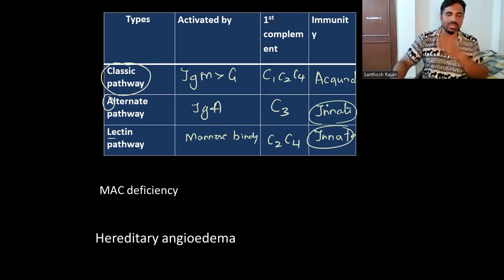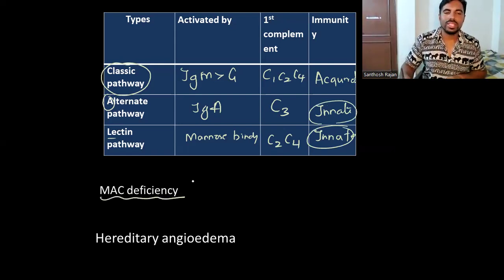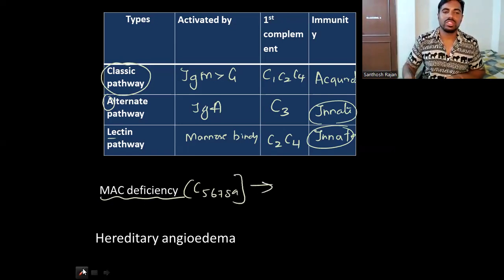The MAC complex, the membrane attack complex, is C5, 6, 7, 8, 9 complex. So whenever there is a MAC deficiency, which bacterial infection can you expect? The repeat last question: Neisseria. We already discussed it, but again I'm bringing it here. Neisseria, especially meningococcus infections, are common.